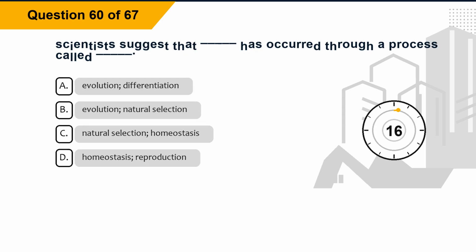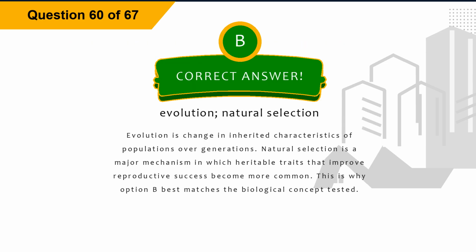Question 60. Scientists suggest that blank has occurred through a process called blank. Option A, evolution, differentiation. Option B, evolution, natural selection. Option C, natural selection, homeostasis. Option D, homeostasis, reproduction. The correct answer is option B, evolution, natural selection. Explanation. Evolution is change in inherited characteristics of populations over generations. Natural selection is a major mechanism in which heritable traits that improve reproductive success become more common. This is why option B best matches the biological concept tested.